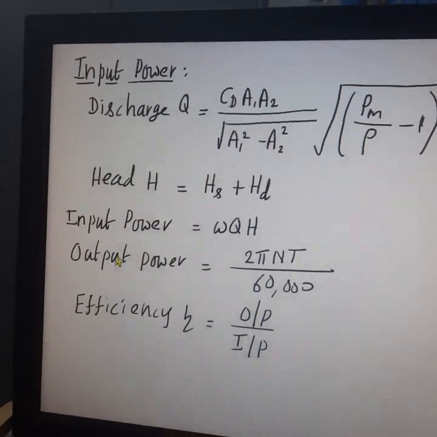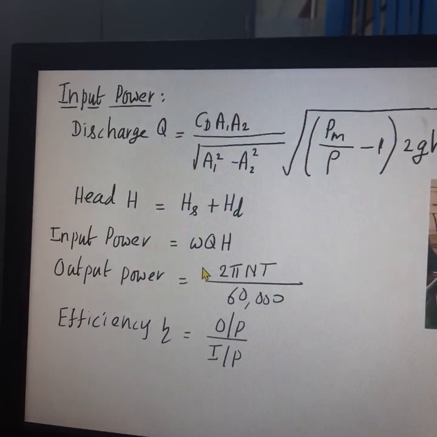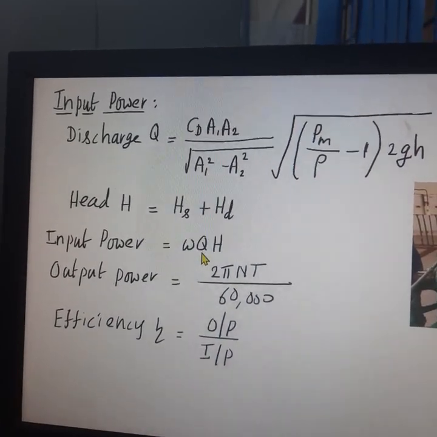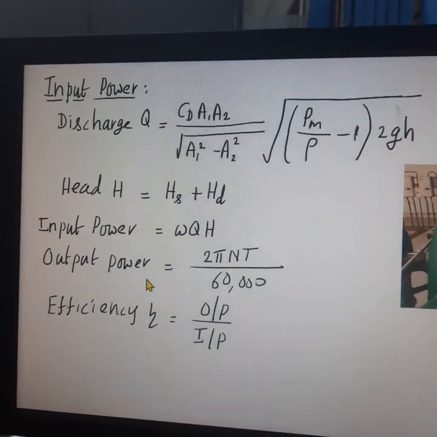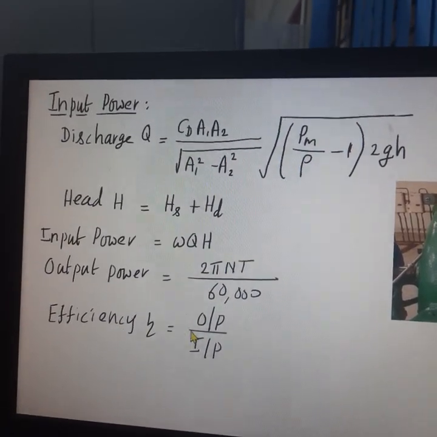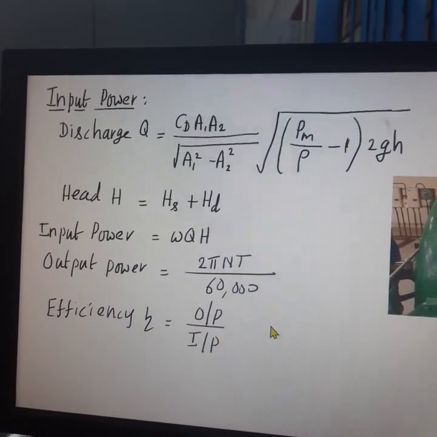The input power is determined using the formula WQH, where W is the specific weight of the flowing fluid, Q is the discharge, and H is the head. The output power is given by 2 pi NT by 60,000, and efficiency is output power by input power.